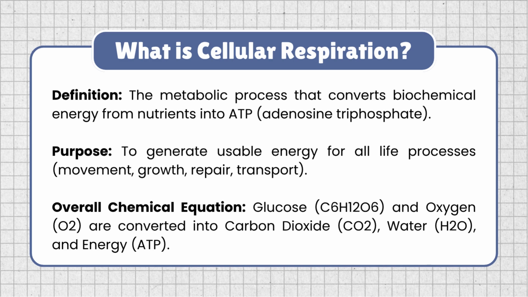Based on the definition, it is a metabolic process that converts biochemical energy from nutrients into ATP, or adenosine triphosphate. ATP is basically the energy of the cell. Its purpose is to generate, as I've said, usable energy for all life processes, including cell movement, cell growth, cell repair, and cell transport. The overall chemical equation for cellular respiration includes glucose and oxygen, which are then converted into carbon dioxide, water, and energy in the form of ATP.